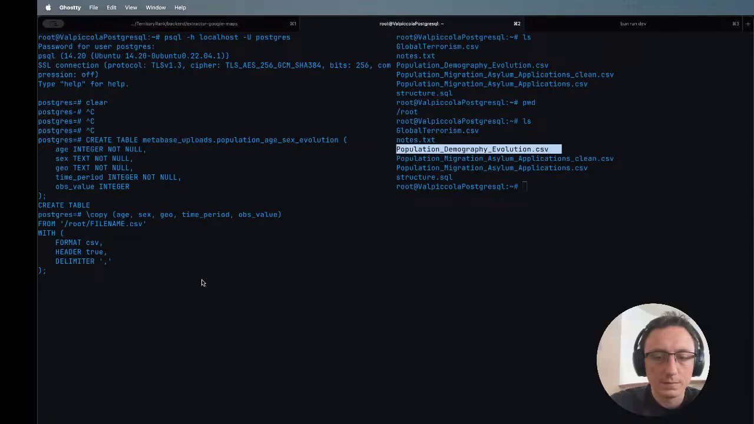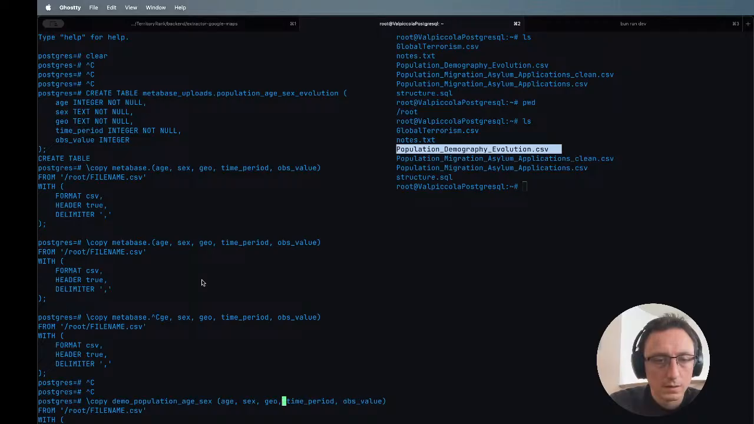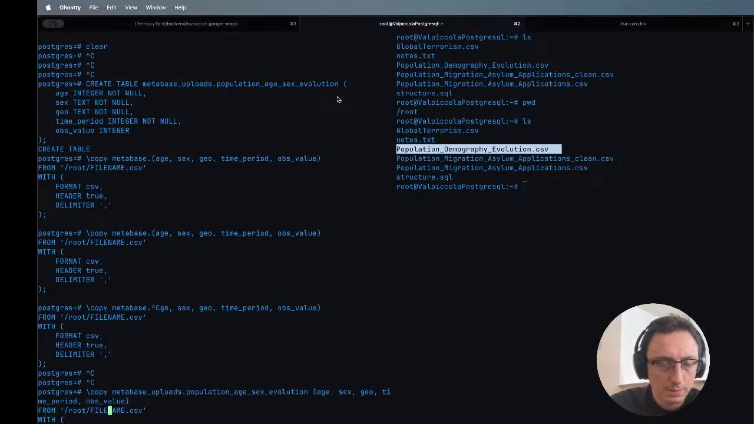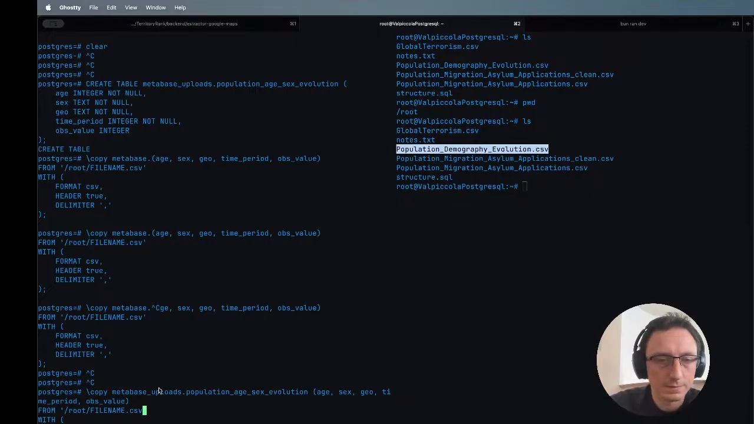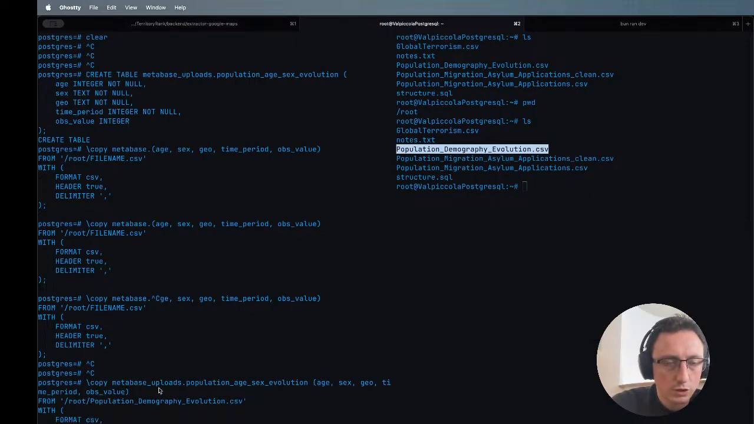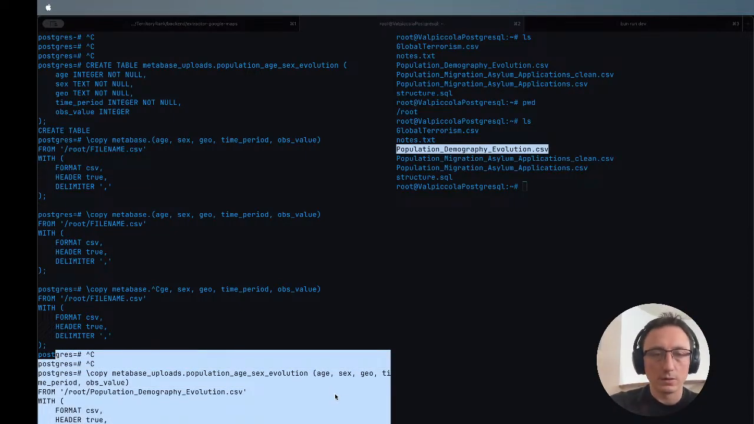Copy, Metabase, damn it. Root, and this is the file name. So we should be there indeed. So as you can see, it works. Now let's get back to the browser.